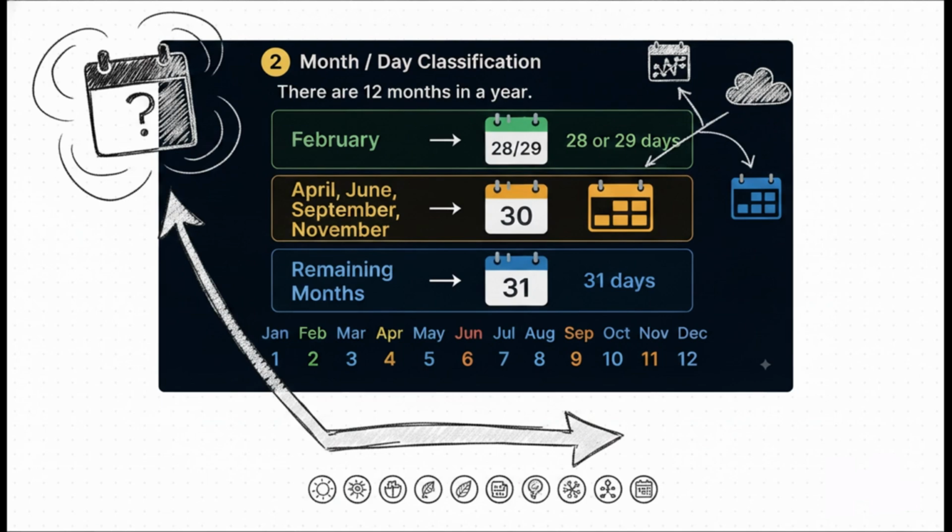Then our 4 30-day months, April, June, September, and November. And finally, the remaining 7 months, which all pack 31 days. Getting a firm grip on this 3-part pattern? That's literally the key to everything we're about to do.